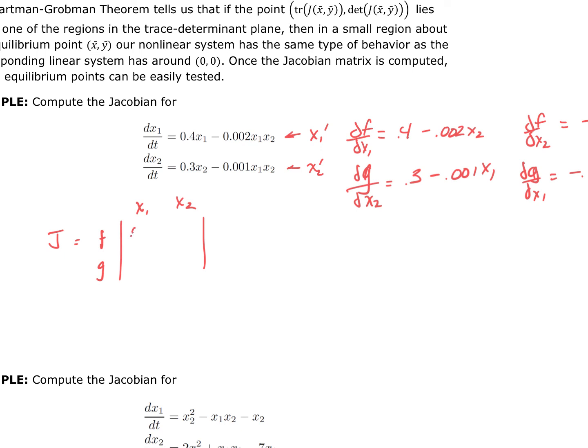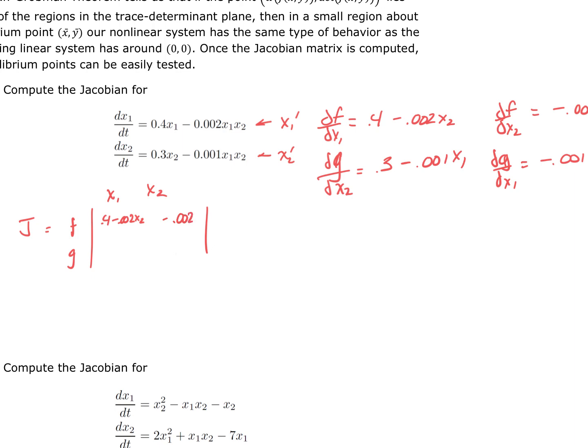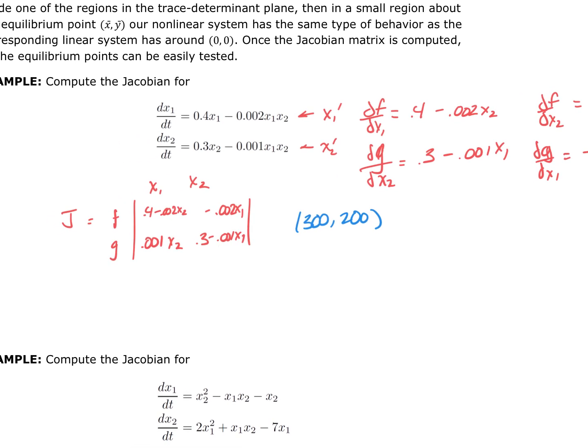So this is going to be 0.4 minus 0.002 x sub 2. Probably should give myself a little bit more space here. And then my Jacobian entry for f with respect to x sub 2, so negative 0.002 x sub 1. Then my g with respect to x sub 1, so negative 0.001 x sub 2, and then the other one, which is 0.3 minus 0.001 x sub 1. Now, if I evaluate this at my equilibrium point, which is (300, 200), and we found that from earlier, then my Jacobian becomes this.